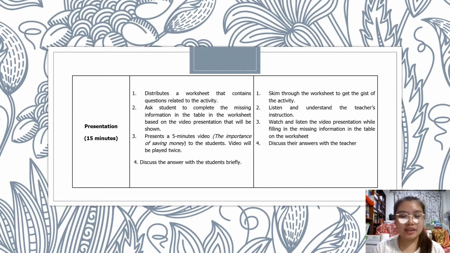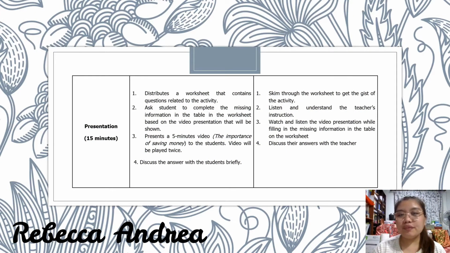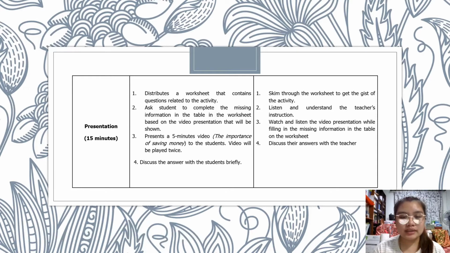For the presentation stage, we have allocated 15 minutes for the activity. The activity that we have chosen for the presentation stage is that the students will watch a short video about the importance of saving money. Before the video is shown, the teacher will distribute a worksheet that contains questions related to the activity. The students will be asked to complete the missing information in the table while watching the video presentation.